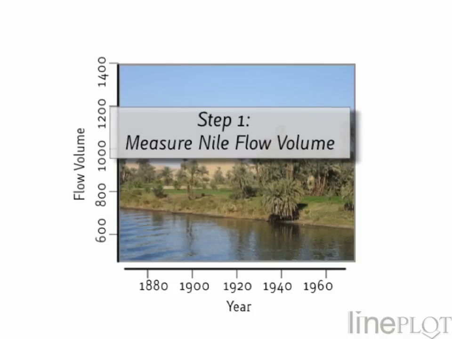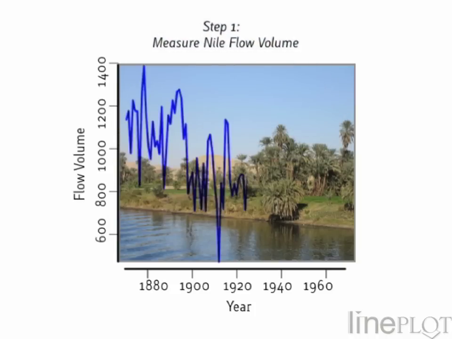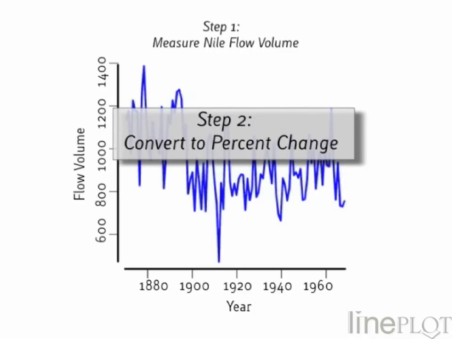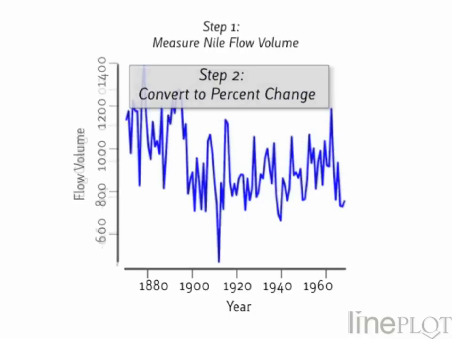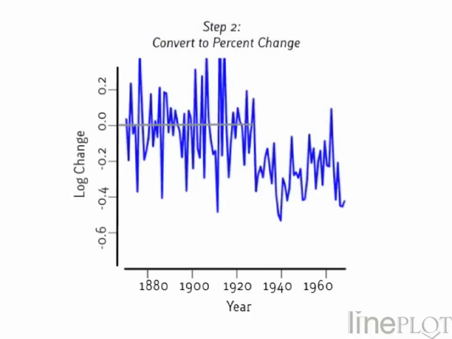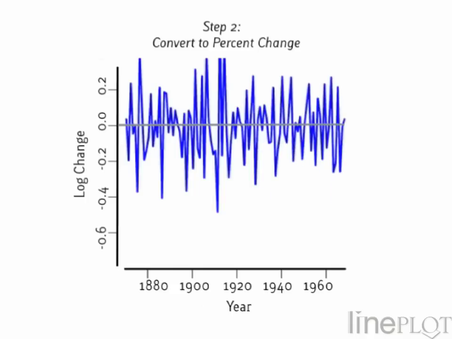Let's observe a physical example of structural change, the Nile River. The flow volume of the Nile has been measured for thousands of years and basically appears to be random. If we convert the time series to percent change, it also appears to be random.